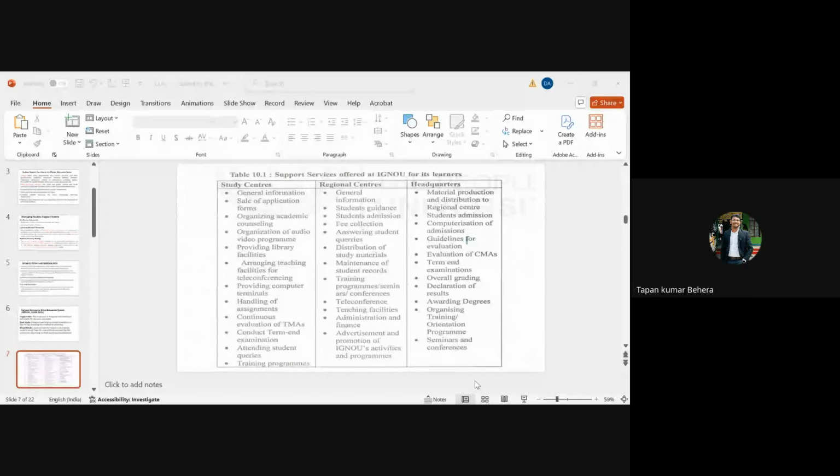Yes, prepare the questions, prepare the schedule of examination. Marks published in your grade card.